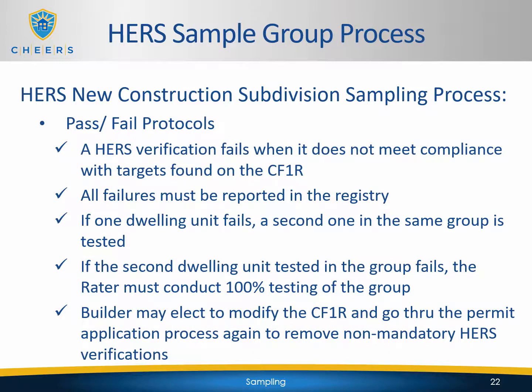And this is just a summary of everything that I just said. So a HERS verification fails when it does not meet compliance with targets found in the CF1R. All failures have to be reported in the registry. If one house fails, the second house in the same group is tested. If the second house tested in the group fails, the rater has to conduct 100% testing in the group.